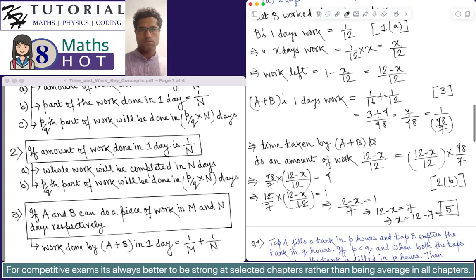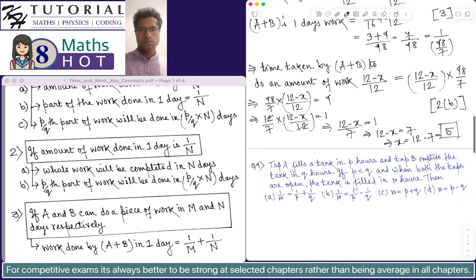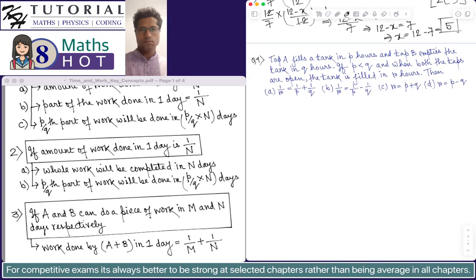Okay, let's solve the next problem. Tap A fills a tank in P hours and tap B empties the tank in Q hours. If P is less than Q, and when both the taps are open, the tank is filled in R hours, then we have to choose the correct relation between R, P and Q.